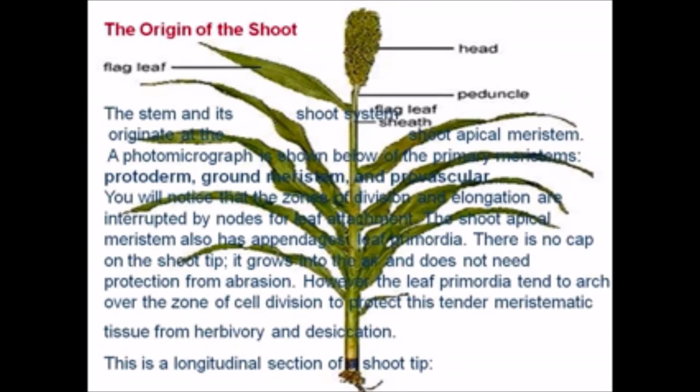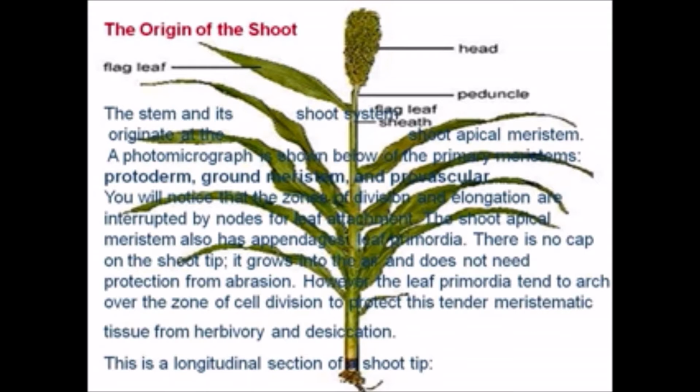The origin of the shoot. The stem and its shoot system originate at the shoot apical meristem. The photomicrograph shown below is of the primary meristems: protoderm, ground meristem and procambium. You will notice that the zones of division and elongation are interrupted by nodes for leaf attachment. The shoot apical meristem also has appendages, leaf primordia.